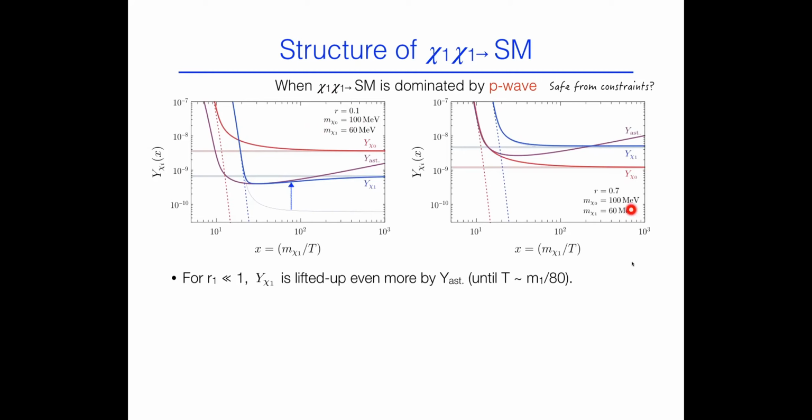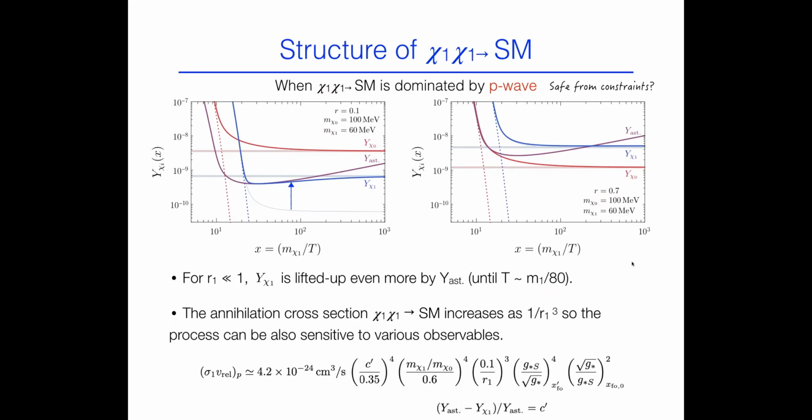However, you can see here on the right panel, if the light dark matter is dominant, if it takes like 70% of the observed abundance, this situation never happens, right? And the annihilation cross section of light dark matter pair into the standard model sector increases as the cube, inversely proportional to the cube of the fraction of light dark matter. So the process can also be sensitive to various observables.